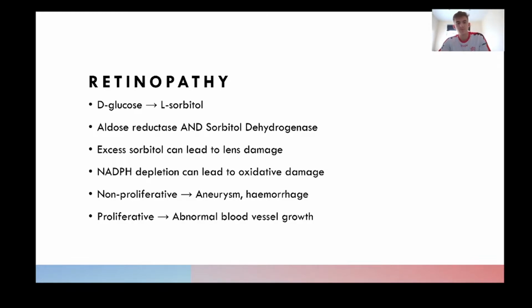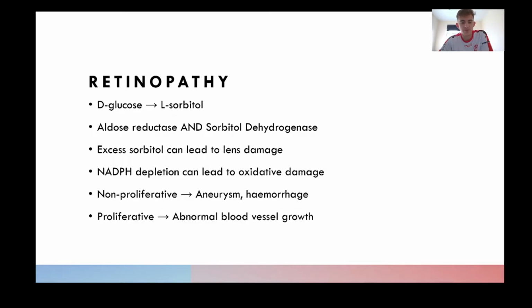So what happens normally is this D-glucose is converted through aldose reductase into L-sorbitol, and that's perfectly normal. And this L-sorbitol is then changed through sorbitol dehydrogenase into D-fructose, and that's perfectly normal because obviously we do need fructose in the body. However, when there's too much glucose in the blood, the aldose reductase makes too much sorbitol, and that can lead to lens damage. Also, in the same reaction, when sorbitol is made, NADPH is used up, and if there's too much of the reaction going on, NADPH can become depleted and can lead to oxidative damage.